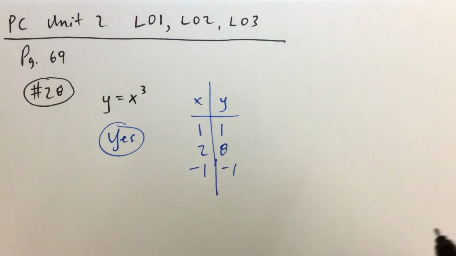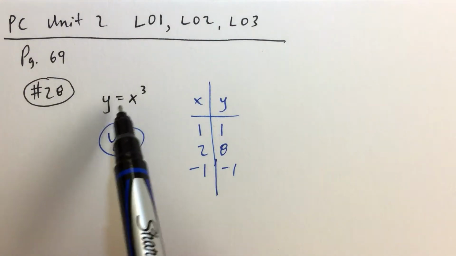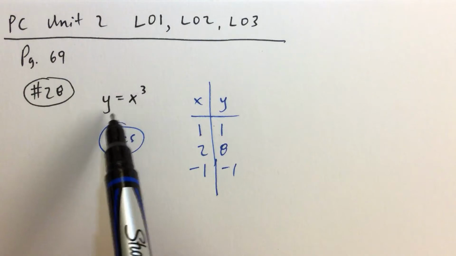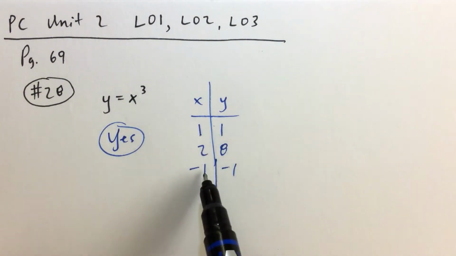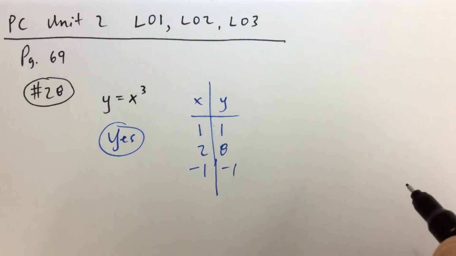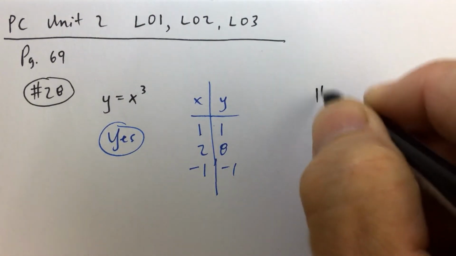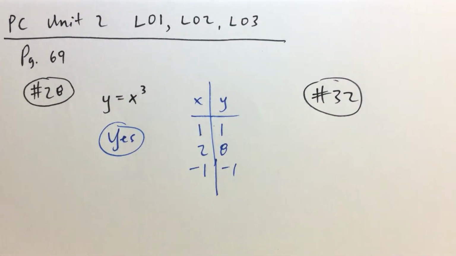So the answer to why this equation defines y as a function of x is because every time you put one x in, this function assigns one value of y to each value of x. Each value of x gets only one value of y, and you'll see in the next example a no. In fact, let's go ahead and do that now. The next example is number 32. Let's look at how number 32 is different than number 28.